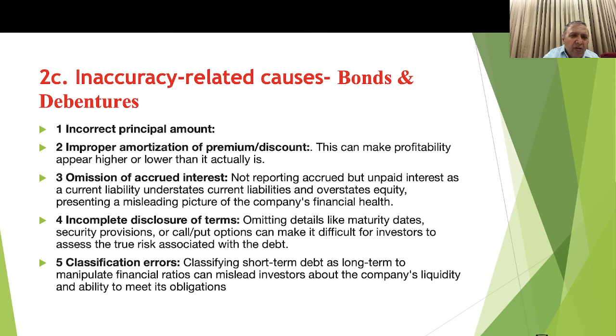Number 3 is omission of accrued interest. Not reporting the accrued but unpaid interest as a current liability understates current liabilities and overstates equity, presenting a misleading picture of the company's financial health.